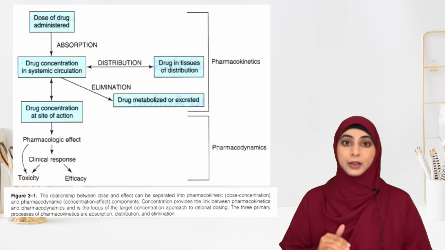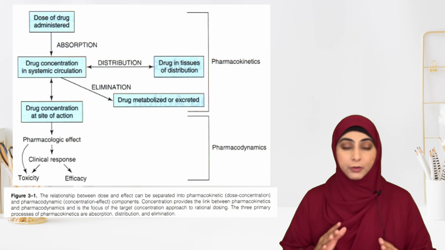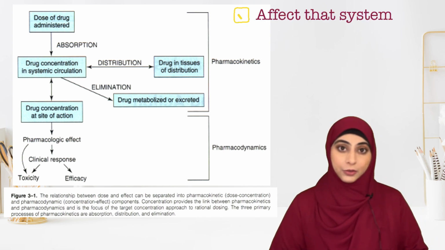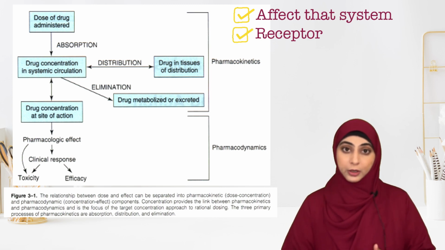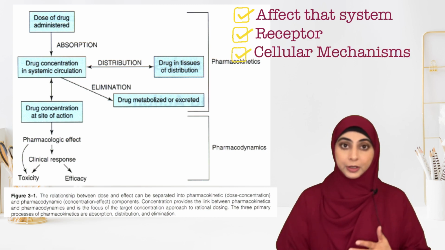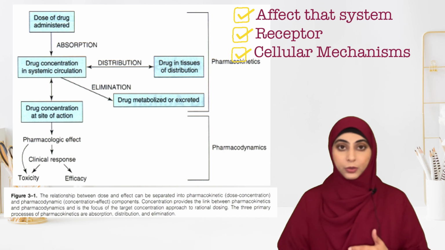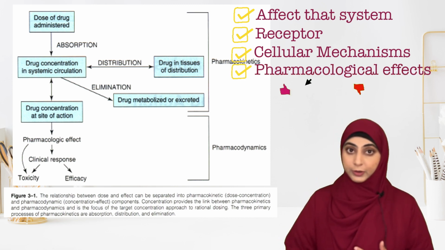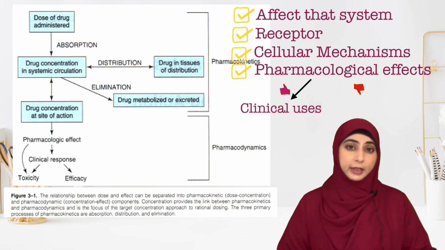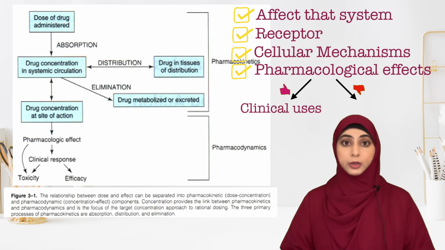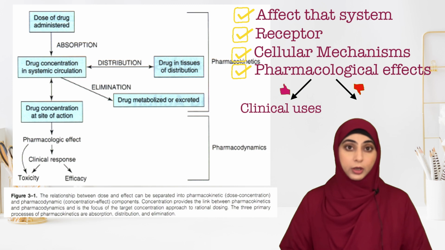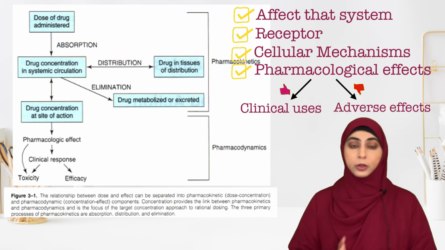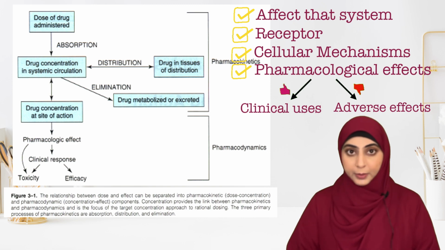Now, once the drug has reached where it was supposed to be, how is it going to affect that system? What is the receptor that it is going to act upon? What are the cellular mechanisms that it is going to activate or inactivate? What are the pharmacological effects that it is going to produce? If those effects are useful, they are called clinical uses of that drug. If those effects are harmful, they are called adverse effects or toxicities of that drug. All of this is included within the domain of pharmacodynamics.